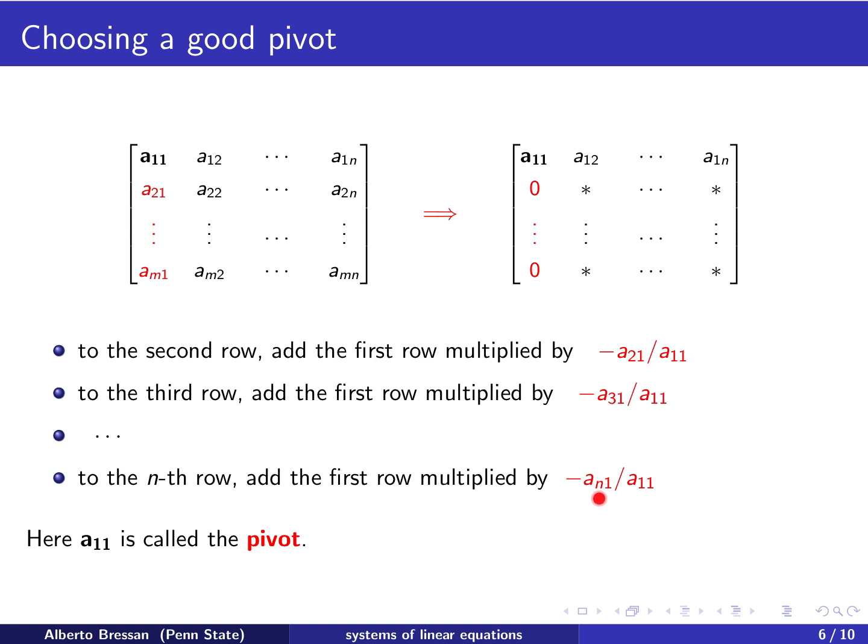Sorry, that should be AM1. It's this one. Okay, so we see that the element A11 is important because it's being divided every step. And therefore, we call this the pivot. Like you're pivoting here, and then you rely on that one, and then you make all those 0.